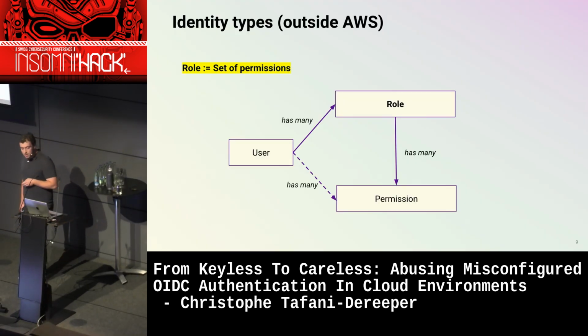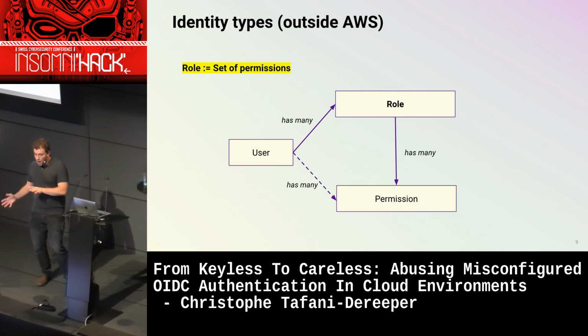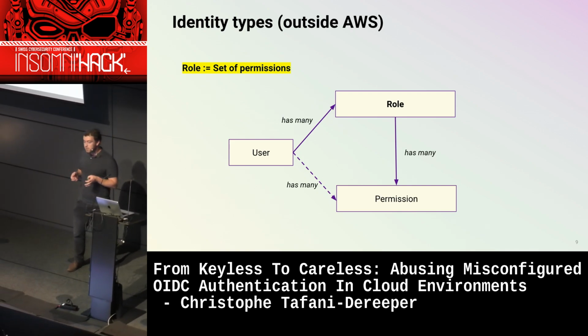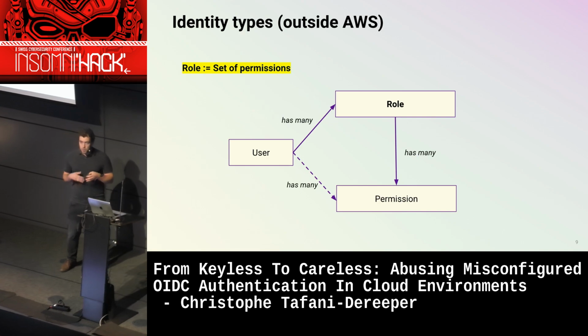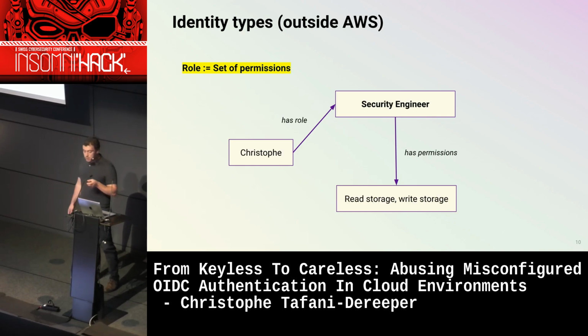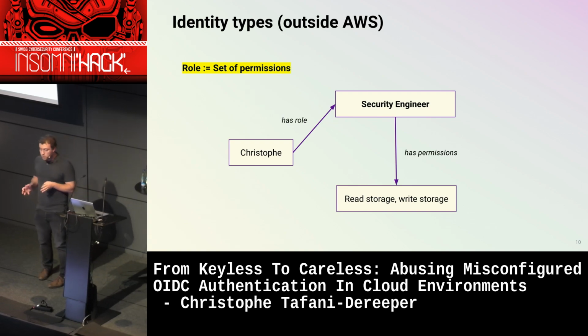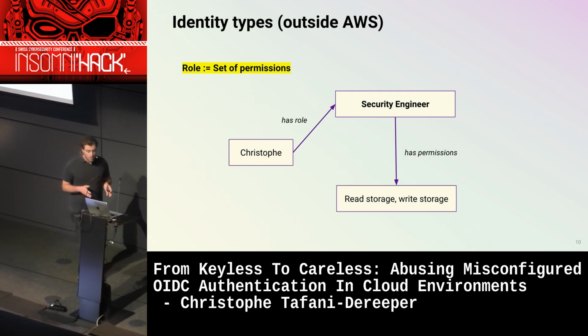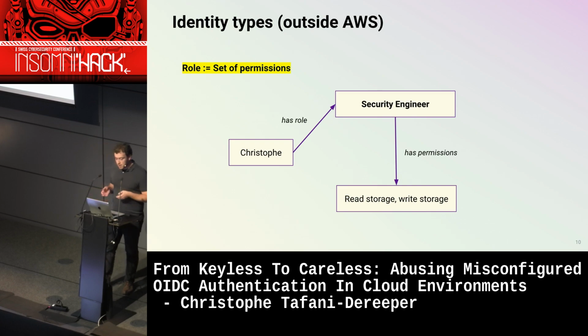So before we dive into AWS, outside AWS, the concept of a role typically means you have a set of permissions that you want to assign indirectly, right? So maybe you have a security engineer role, and you want everyone with the same role to have the same permissions. So it's a way to assign permissions indirectly.